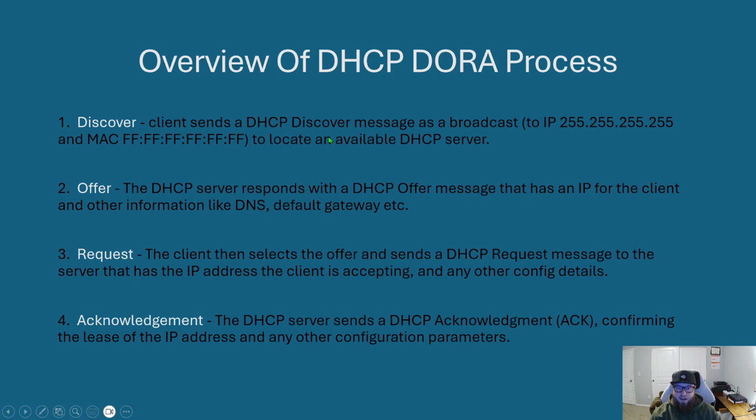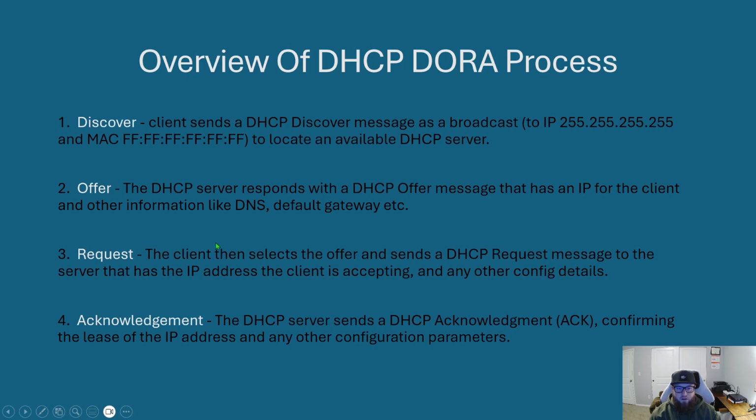It's going to send a Discover broadcast to the IPv4 broadcast address, all 255s, same with IPv6. And the MAC address for that Ethernet is going to be all Fs, and it's going to try and reach out and broadcast and find a DHCP server. If it does find one, the DHCP server is going to respond with an offer that has an IP for the client and other information, like your DNS servers, default gateways, and other DHCP options, if configured.